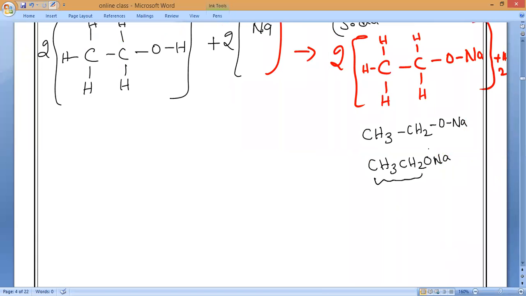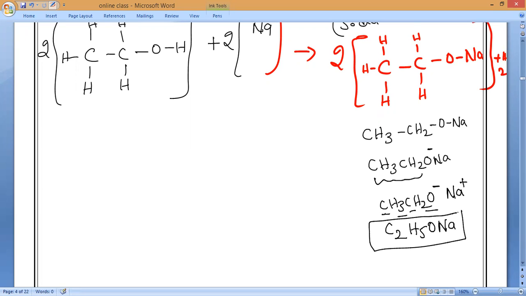And here I'm representing plus or minus. This fully is negative and fully is positive, that is CH3CH2O negative, and Na is plus. So this one only I can write. 2 carbons are there, so C2, 5 hydrogens are there, so H5 and ONa. All are same only, guys. Is it okay, everybody? Yes, please. Does everybody understand or not? Yes, sir.